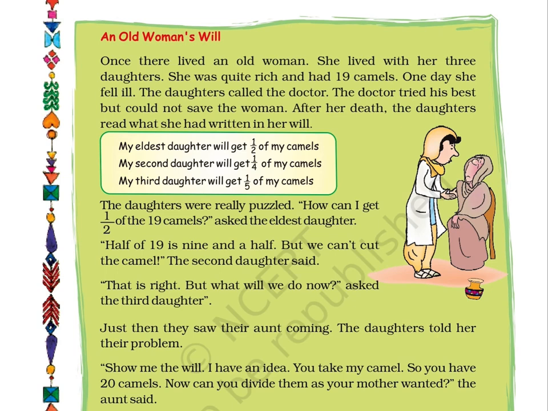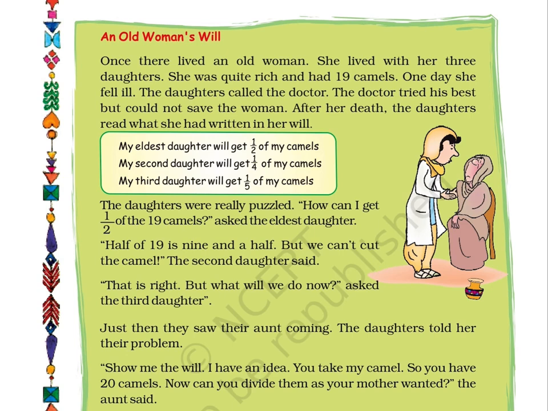Page 66. An Old Woman's Will. Once there lived an old woman. She lived with her 3 daughters. She was quite rich and had 19 camels. One day she fell ill. The daughters called the doctor. The doctor tried his best but could not save the woman. After her death, the daughters read what she had written in her will.